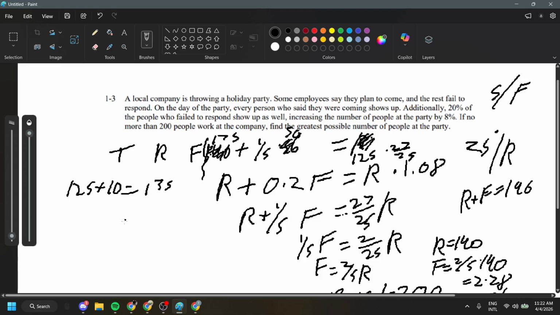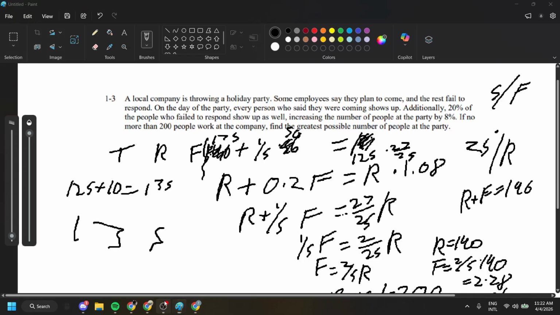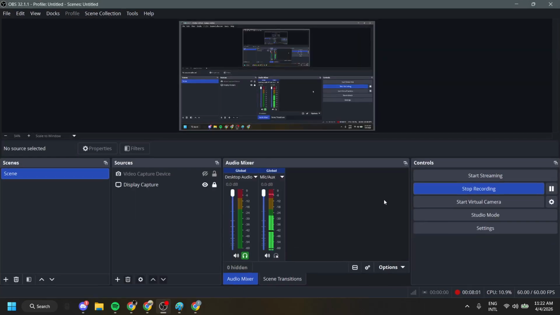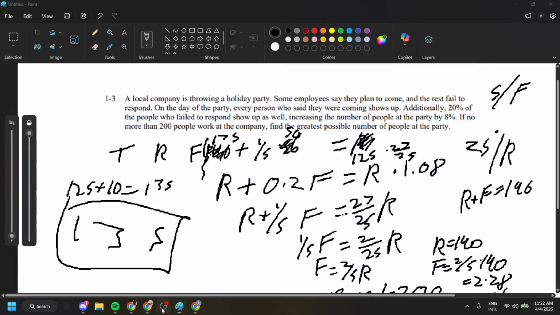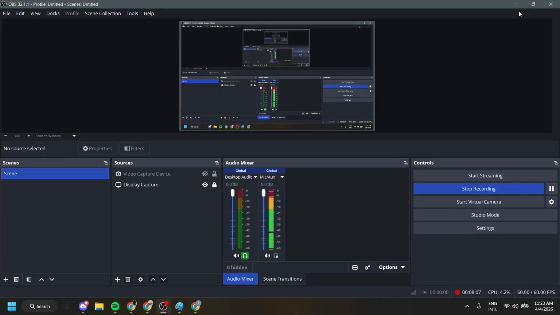Yeah, so okay. The greatest number of people at the party is 175. Oh, no. That's the greatest number of people at the company. The greatest number of people at the party is this thing, which is 135. Let me check. I'm pretty sure that's our answer. 135. I'll check. Yep, I got it right.